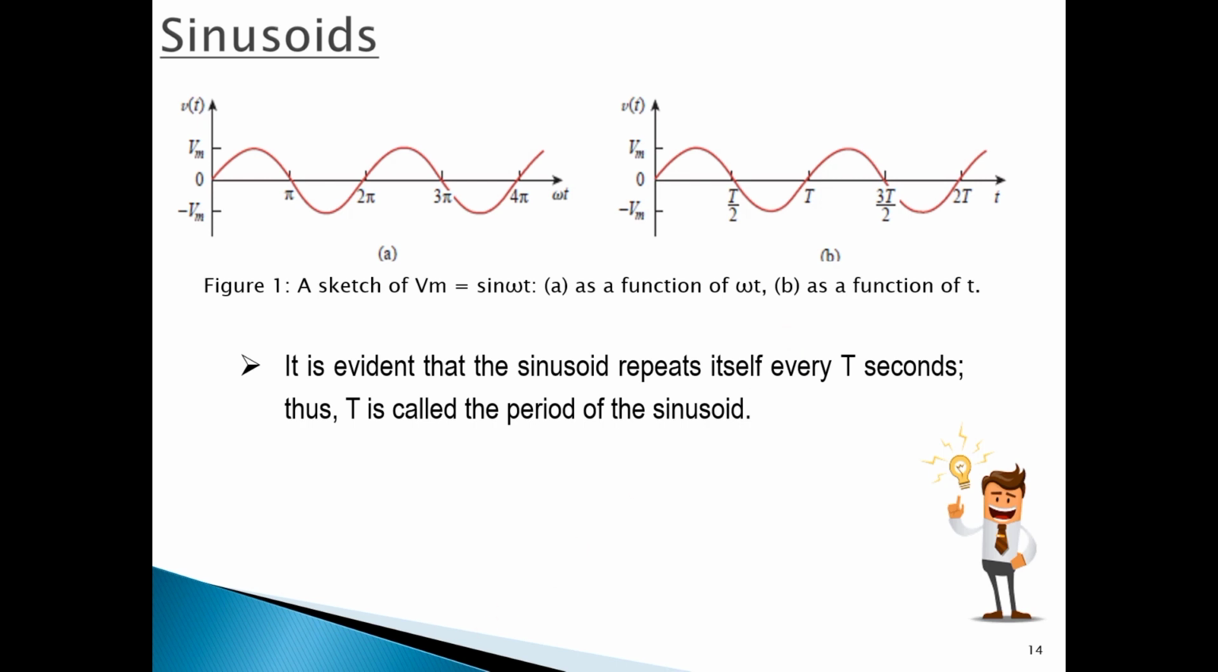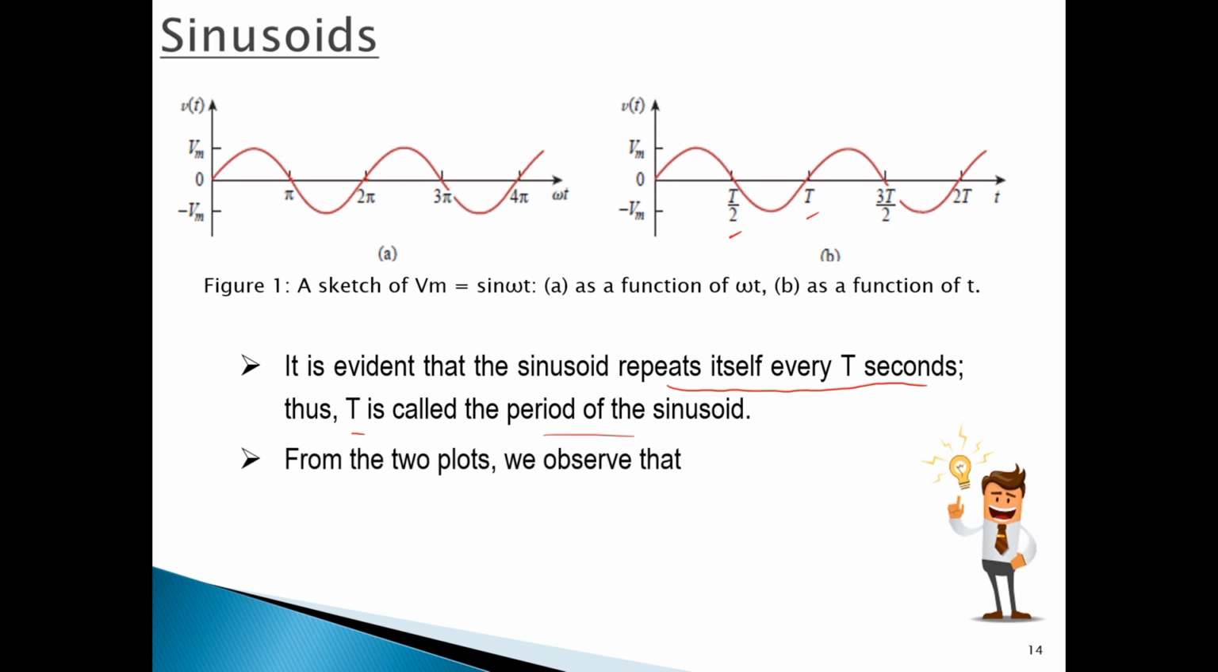On our figure, from 0 to pi, that is the positive alternation. Then pi to 2 pi, that's the negative alternation for letter A, and that completes the wave cycle. For letter B, we have 0 to T over 2, then T over 2 to T. That's why it is evident that the sinusoid repeats itself every T seconds, and T is called the period of the sinusoid.